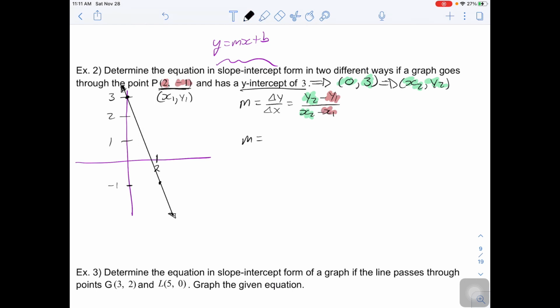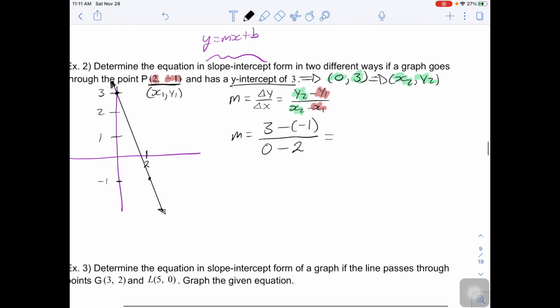So now we can plug this in. So y2, I have decided to make 3. Subtract y1. y1 is -1. So I'm going to put brackets and put -1 here. So it's 3 minus -1. x2 is 0. And then x1 is 2. And then from there, we're solving. So you can use a calculator. You can also remember that a negative and a negative make a positive. So this is 3 plus 1.